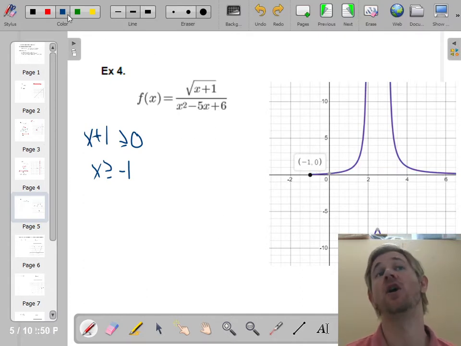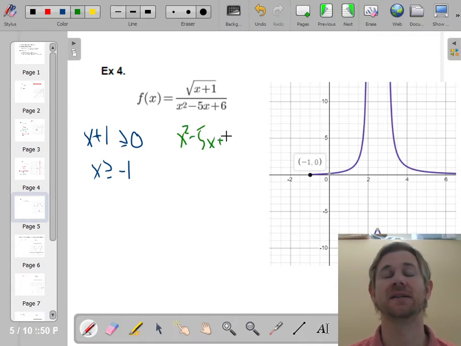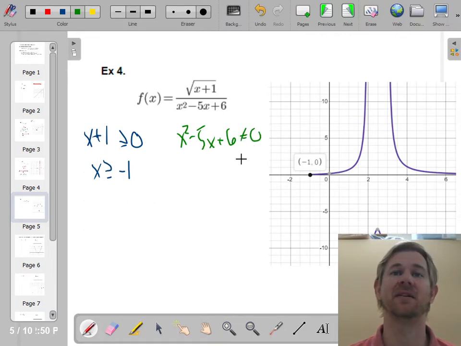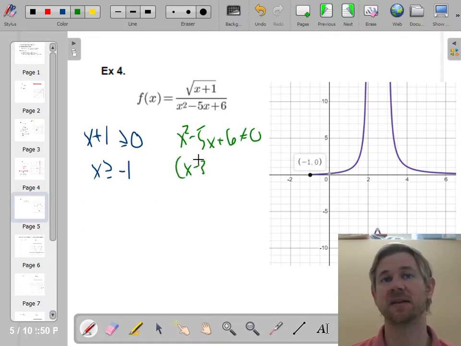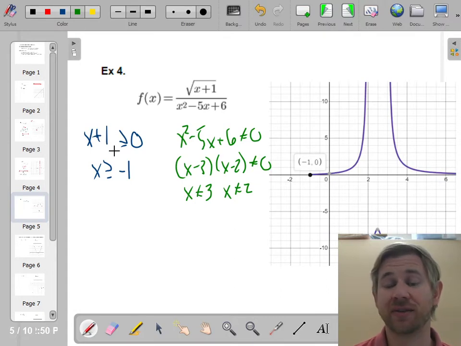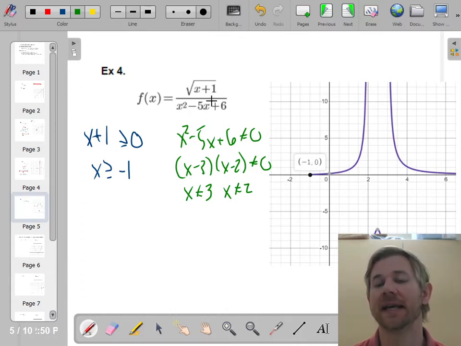But this one also has a denominator. And the denominator, x squared minus 5x plus 6, cannot be 0. Now I'm going to factor this. That's x minus 3, x minus 2. That means that x cannot be 3 and x cannot be 2. Not for anything to do with the radical, but because you can't divide by 0. So it has nothing to do with the fact that there's a square root in the top. It just matters that there's a denominator that can't be 0.